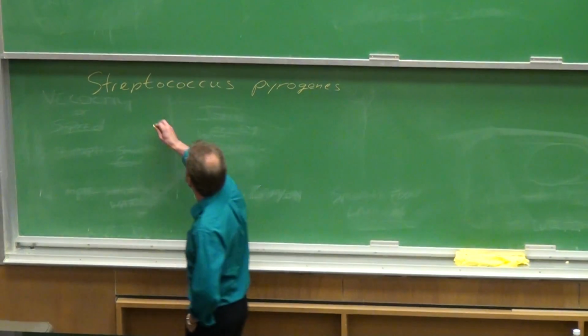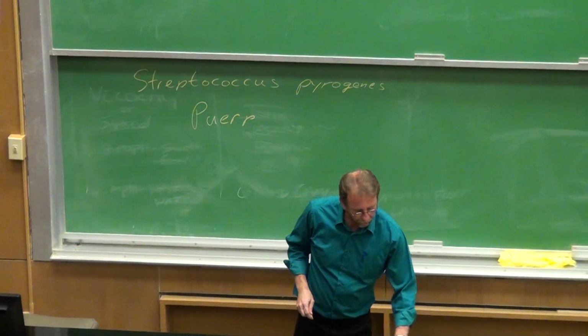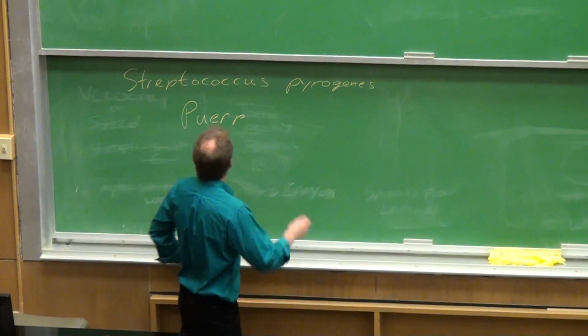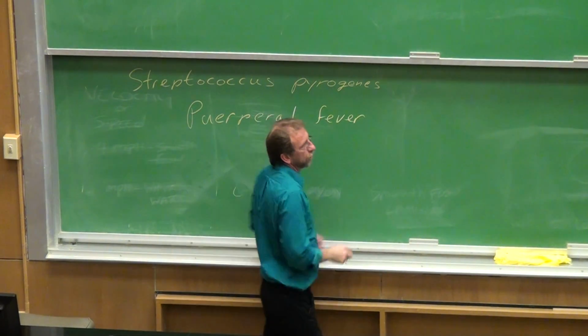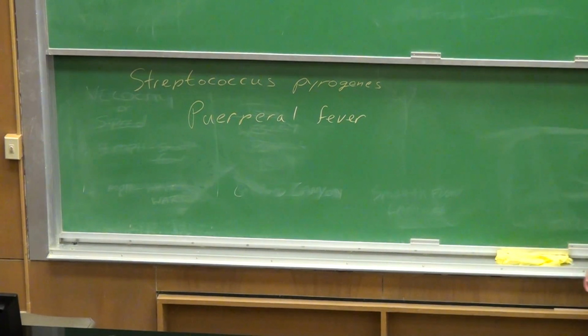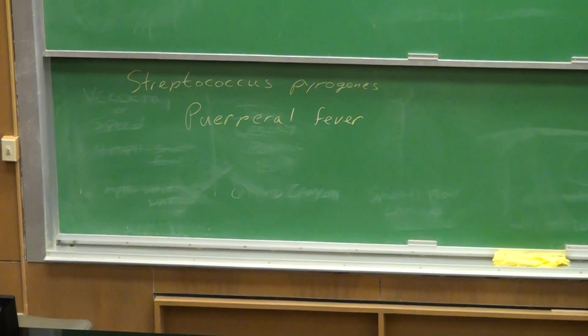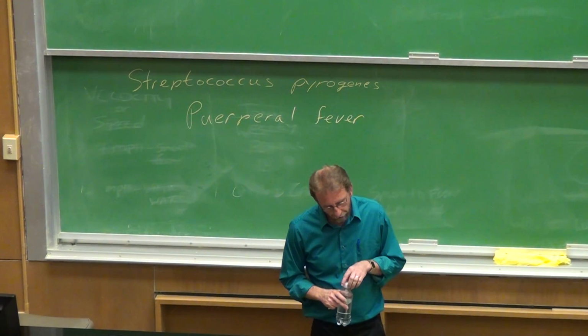One of the conditions that Streptococcus pyogenes causes is puerperal fever. Puerperal fever is an infection of the uterus, a bacterial infection of the uterus, also known as childbed fever.